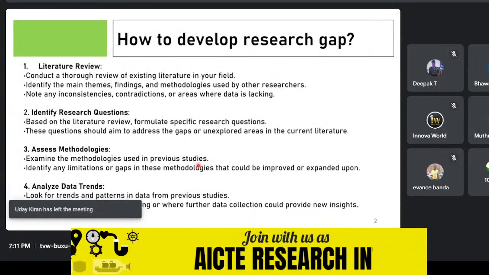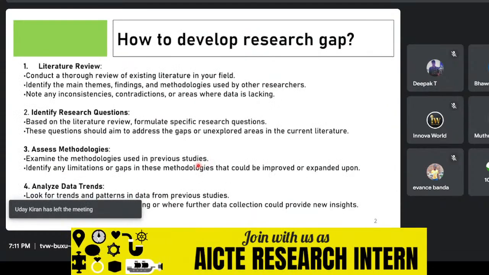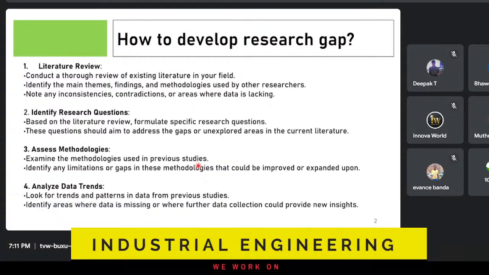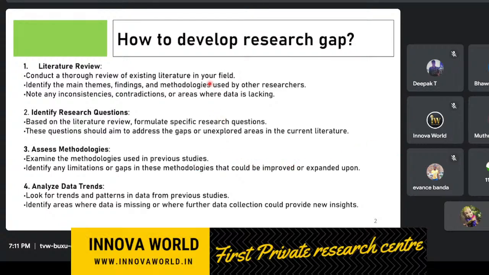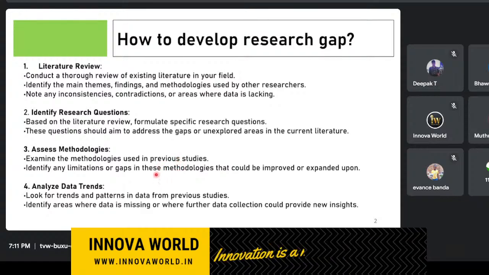So the first point, I will request all the interns to note down these points that are really going to help you to predict or work out your research gap, because when you are going to write, you have to keep those approaches in your mind, so that it will be easy for you to write down those things.